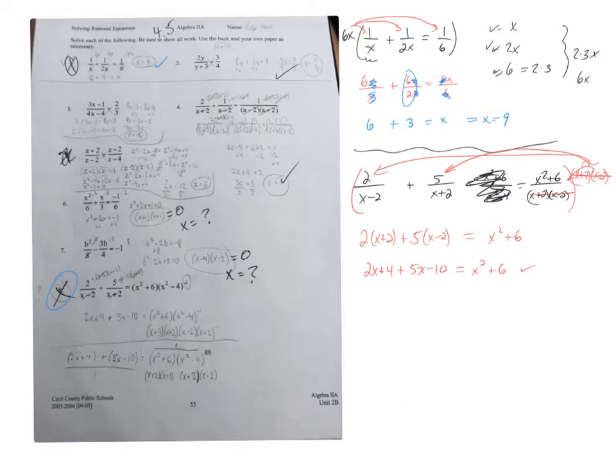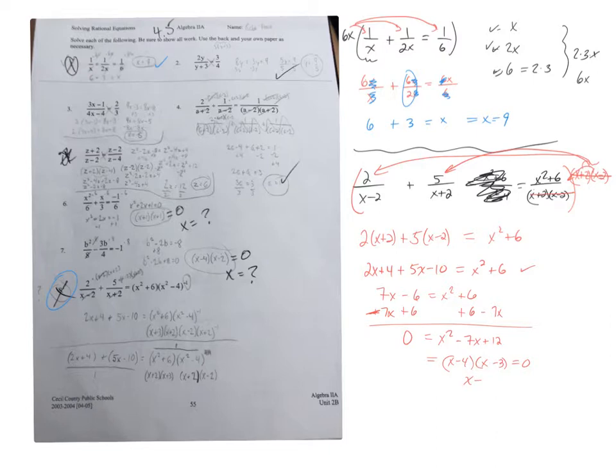And as soon as there are no denominators anymore, all we have to do is get one side equal to 0, and we'll probably be able to factor it. So let's combine like terms here. We've got 7x minus 6 equals x squared plus 6. So I'm going to add 6 and subtract 7x from both sides. We'll have 0 equals x squared minus 7x plus 12. And sure enough, that's going to factor to x minus 4, x minus 3.